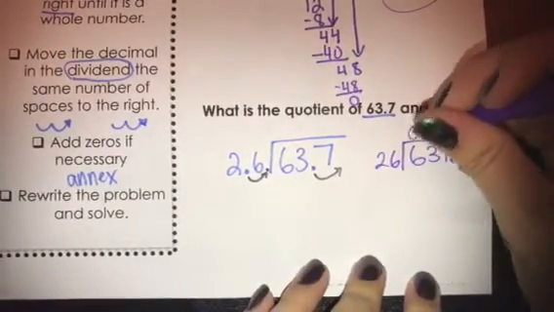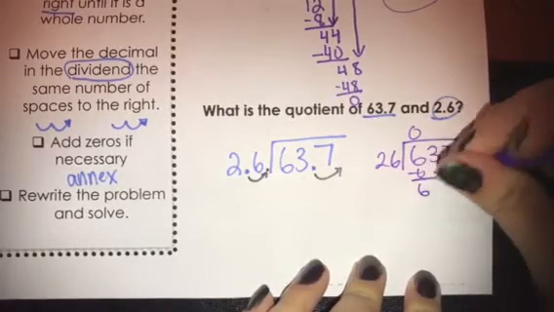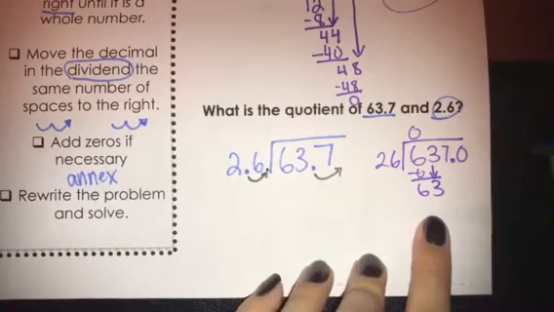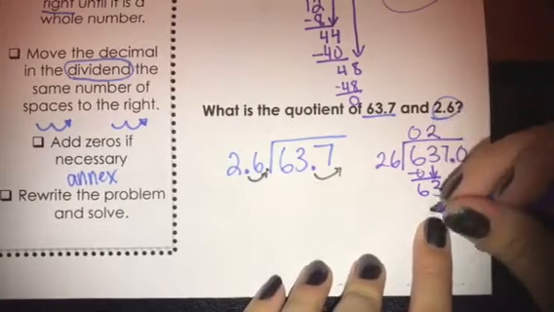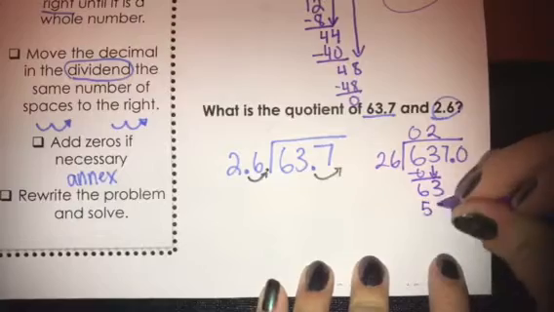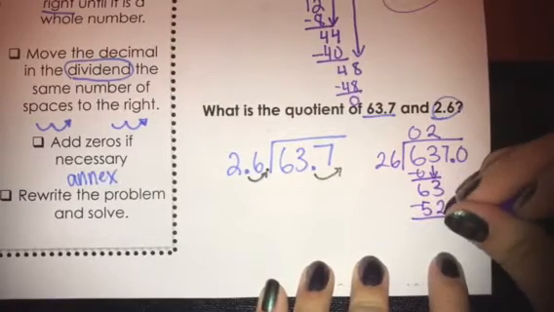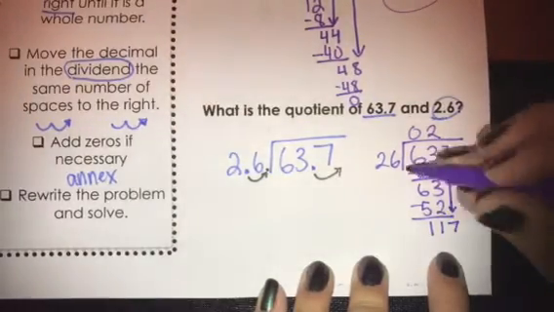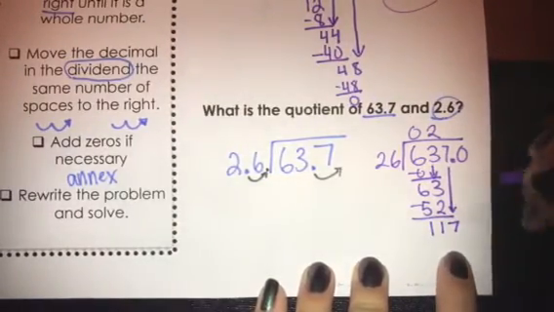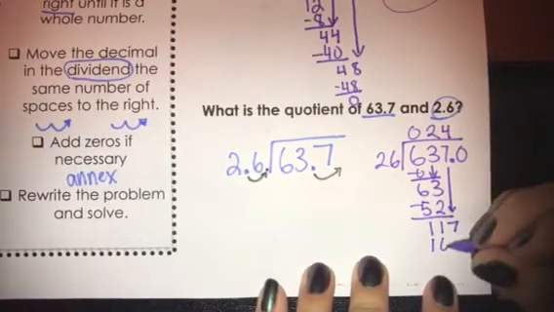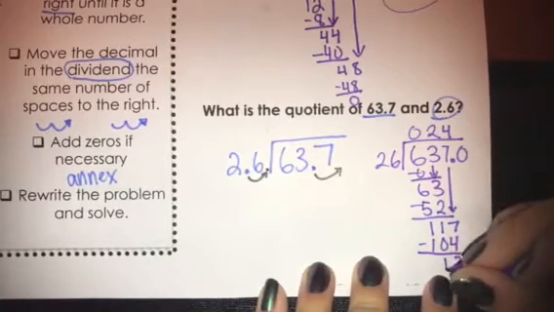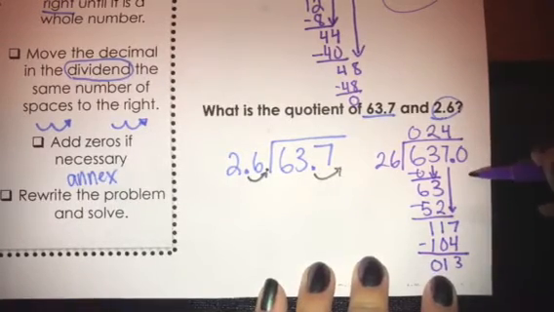26 does not go into 6 evenly. Subtract. Bring it on down to bring it on back. 26 goes into 63 2 times, making it 52. Subtract. Bring it on down to bring it on back. 26 goes into 117 4 times, giving me 104. 7 minus 4 is 3. 1, 0. Oh, look at that. I did need that 0.